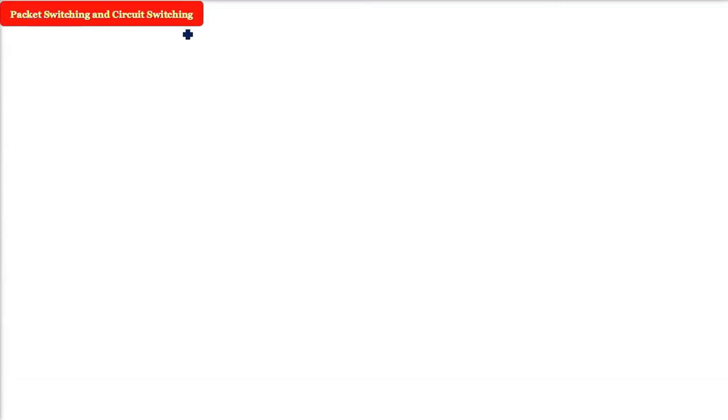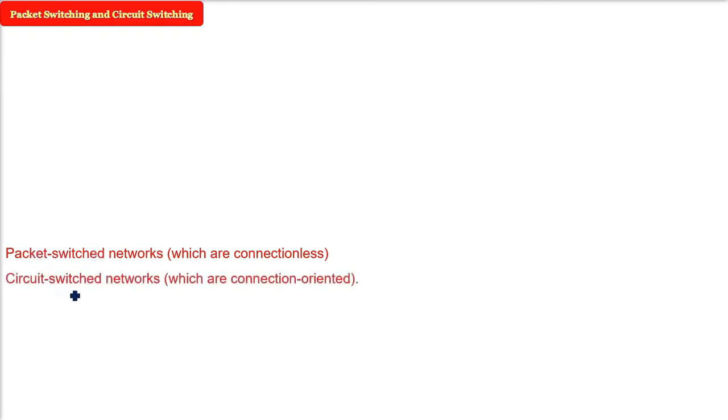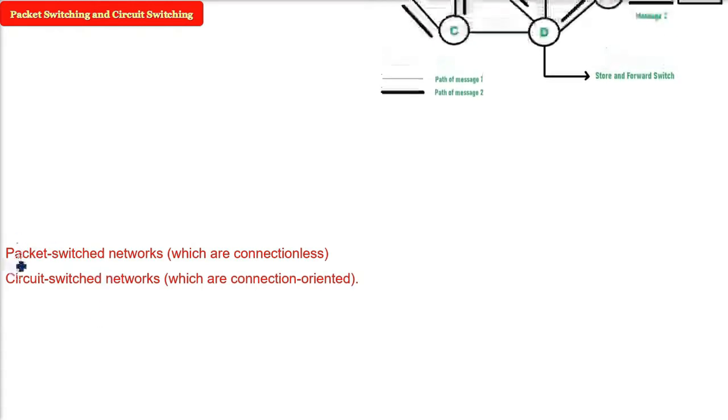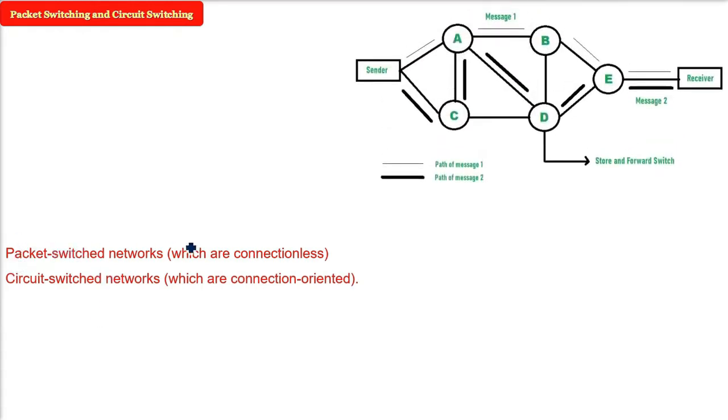Packet switching and circuit switching. So there are basically two types of network, or communication, they follow: how the data flows and how the routing takes place. It can be a packet switched network, or it can be a circuit switched network. And these packet and circuit switching have come from some background.